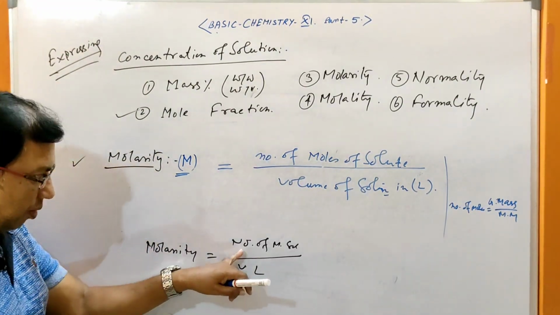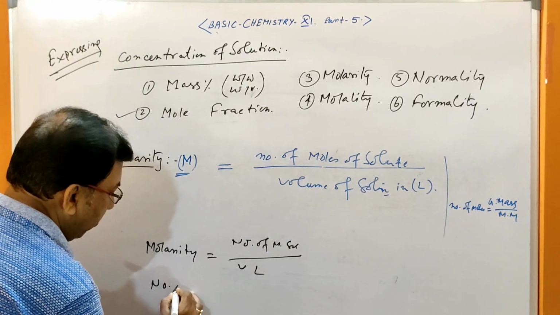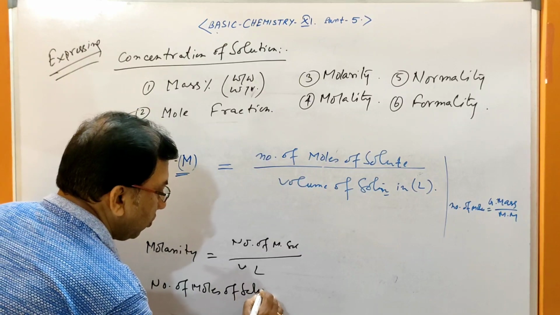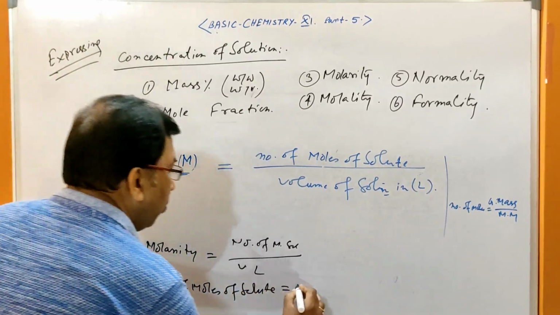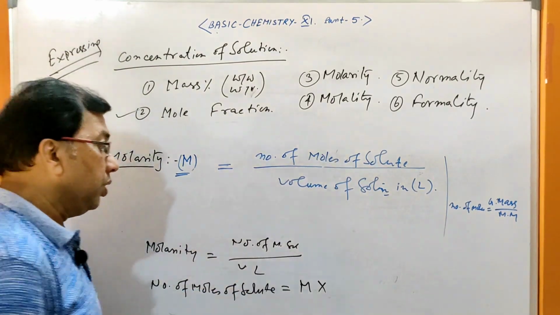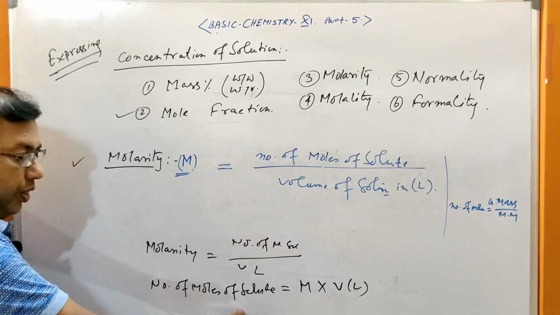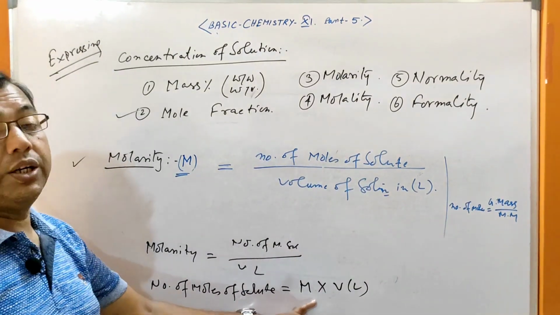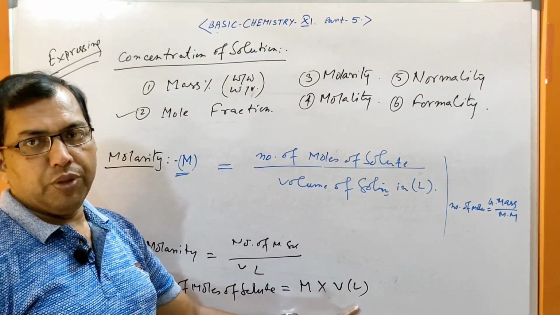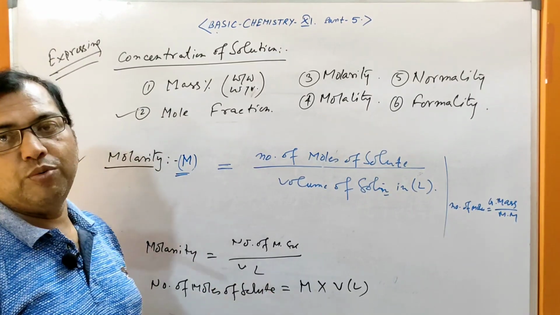So if you want to find the number of moles of solute, you can write number of moles of solute equals molarity into volume in liter. This is also a formula: number of moles of solute equals M times V in liter. Clear? In case of dilution, you know M1 V1 equals M2 V2.